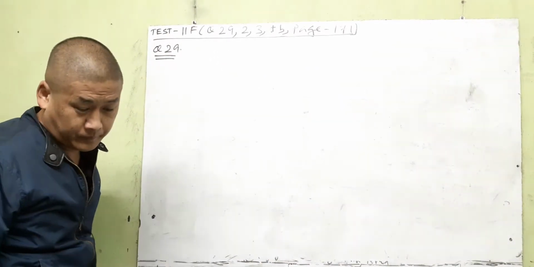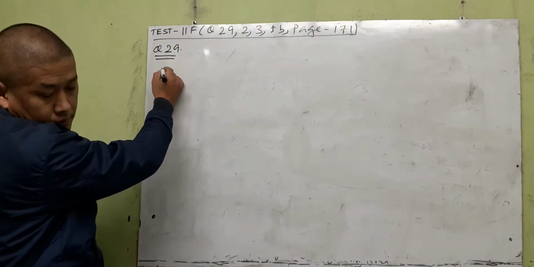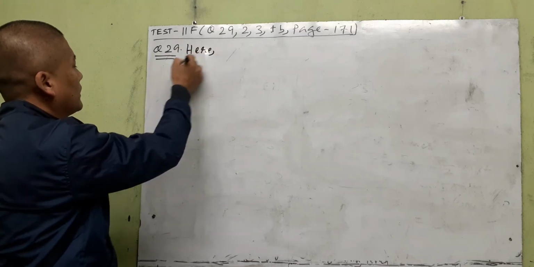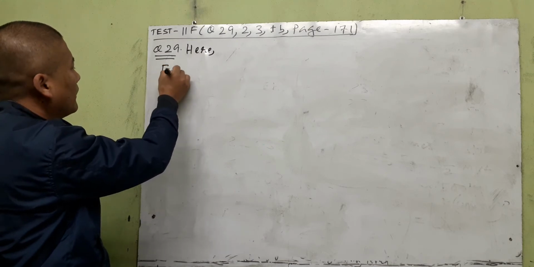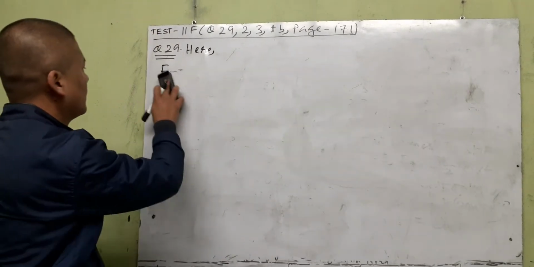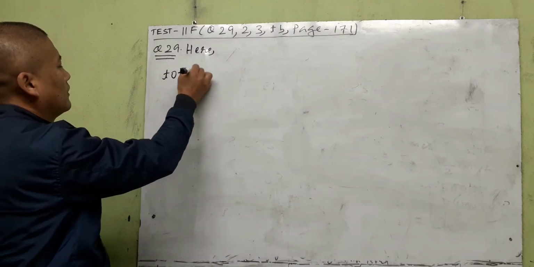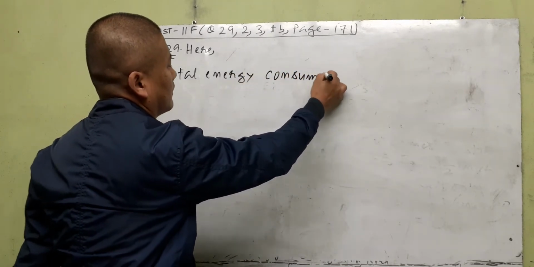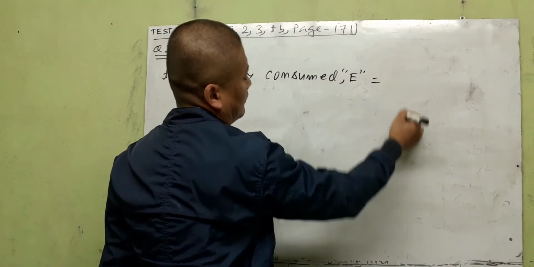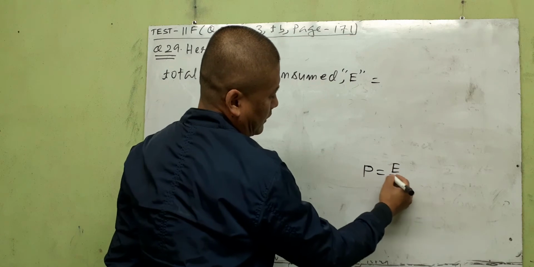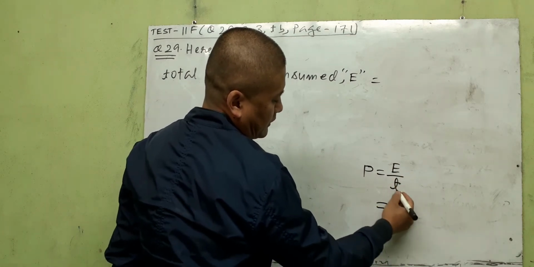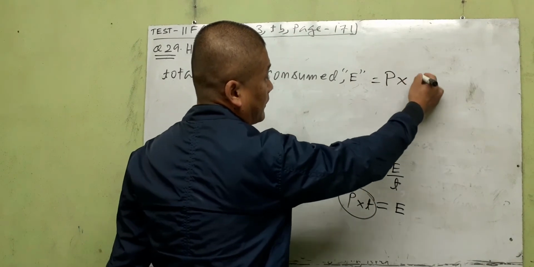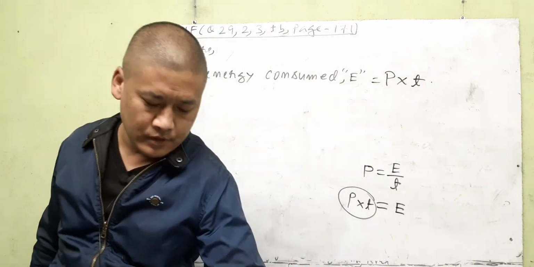So here, let us write here. We can simply do like this, I think. Energy, or we can just simply put as total energy consumed, let us say. Let us put it as E, and you know, P is equal to E or W by T. So shifting this T from the denominator, you will go and multiply the P on the numerator. So the formula for energy is P into T, power into time.